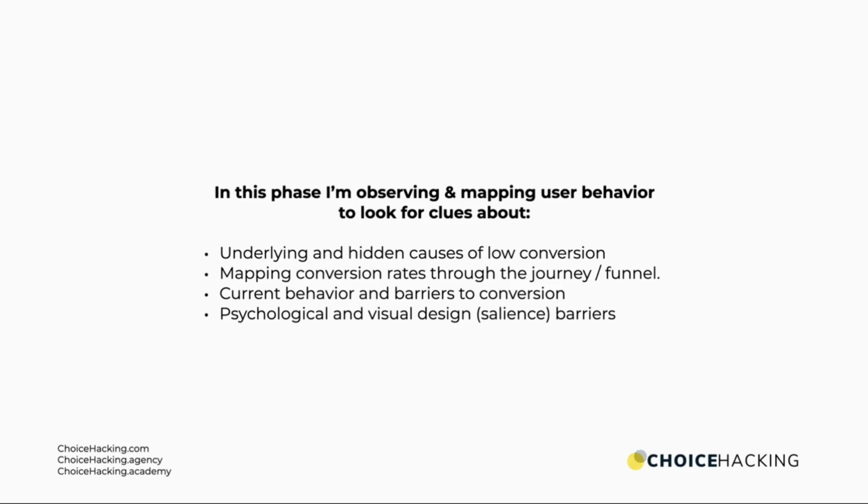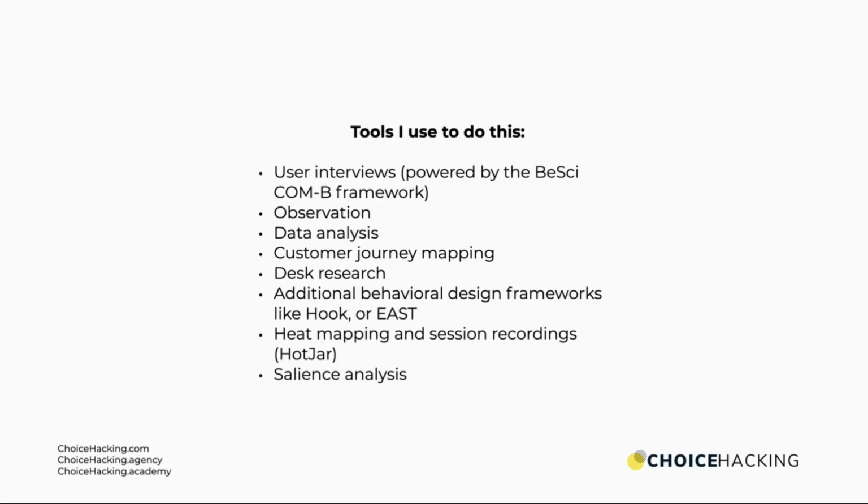Let's start with discover and audit. In this phase, I'm mapping the current user behavior and starting to identify those barriers to conversion. So what's stopping people? And last, I'm looking for those psychological and visual design or salience barriers that might be stopping users from converting. Some of the tools that I would use to do this, it's not limited to this, but this is a good list, would be things like user interviews. And I use a behavioral science framework called COM-B to help frame these. I'm not going to get into that in this video, but I will make other videos explaining how I use COM-B to do behavioral science informed user interviews.